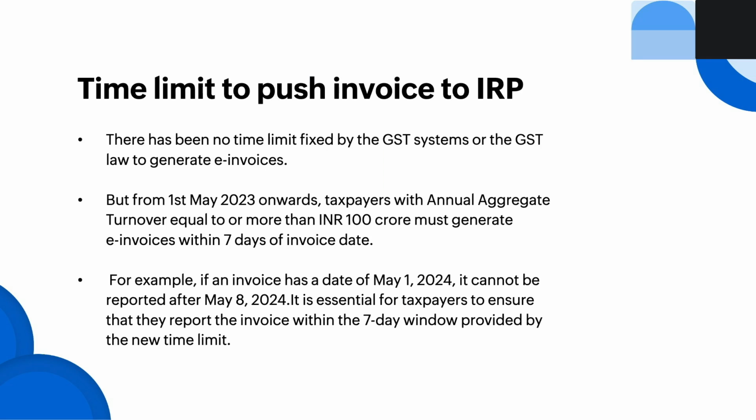Now the next question that comes to our mind is, is there any time limit to push it to IRP and generate the IRN? There has been no time limit fixed by the government so far, but from 1st of May 2023 onwards, the businesses which have crossed the 100 crore turnover must generate their e-invoices within 7 days of their invoice date. Let's say you have raised an invoice on 1st of August, and you will have time till 7th of August to push your invoices if your business has crossed the 100 crore turnover.